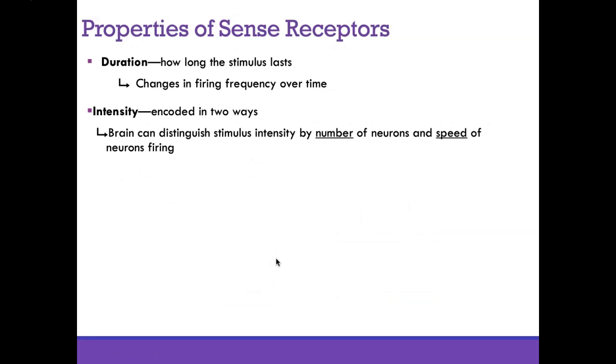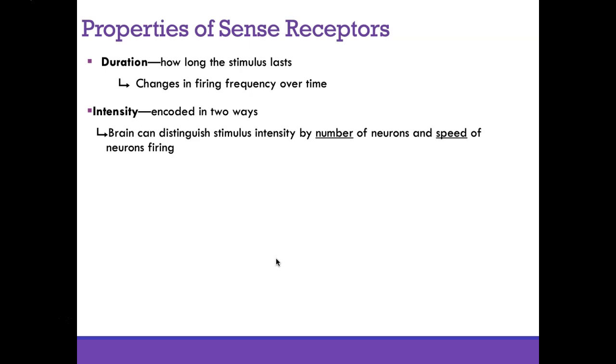So duration is also encoded by the sense receptors. How long the stimulus lasts is encoded by the firing frequency within the passage of time. Basically, what this means is how frequently the neurons fire and how long the stimulus lasts will be able to be transmitted by the sensory receptors.